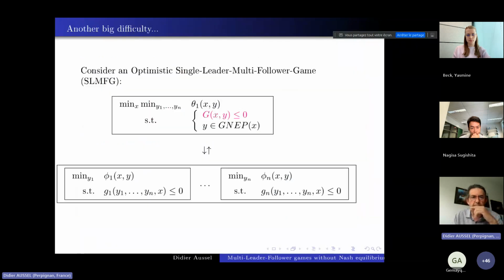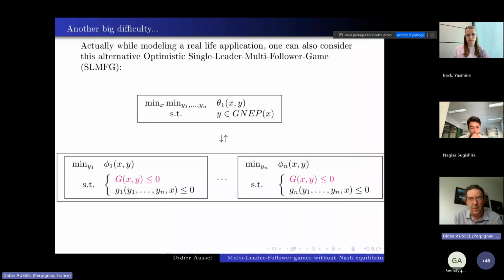Okay. Now, this is about the position of the coupling constraint. I will not say so much about it.